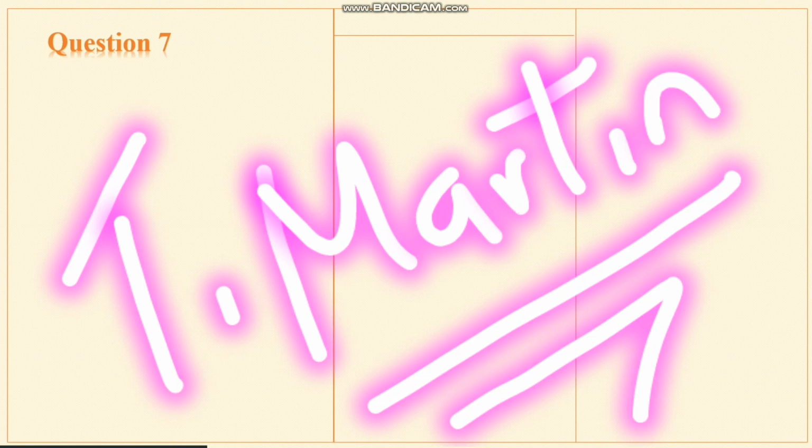It's Teacher Martin, and today we're going to look at question 7, a question involving Ohm's law. Ohm's law states that the voltage across a conductor is directly proportional to current flowing through the conductor when other factors such as temperature and pressure are kept constant.